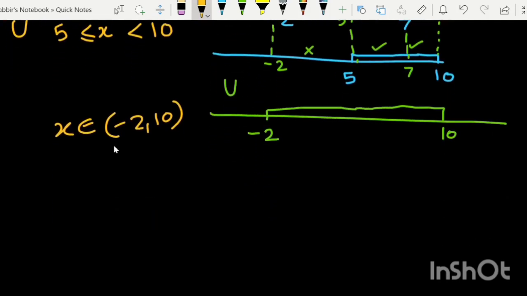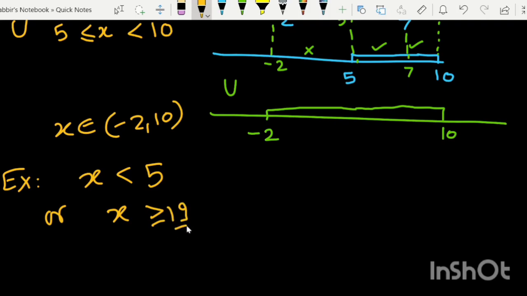Let's take another example, guys. Now guys, suppose x is less than 5 or x is greater than or equal to 19 by 2. We have to find the union of these two.